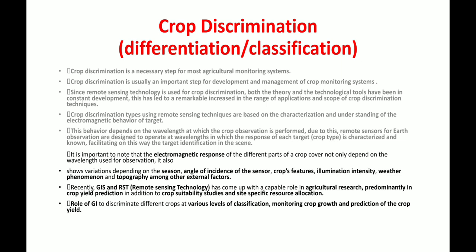Recently, RST, that is remote sensing technology, and geographical information system have played a capable role in agriculture research, predominantly in crop yield prediction, in addition to crop suitability studies and site-specific resource allocation. As we know, GIS and RST technologies are especially used in research and development, and predominantly also in the estimation of crop yield predictions, suitable crop selection, crop suitability studies, and site-specific resource allocation.